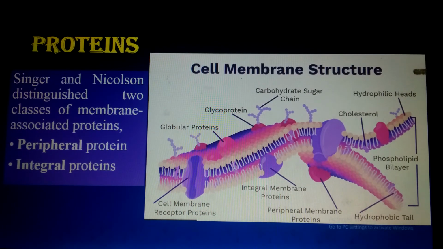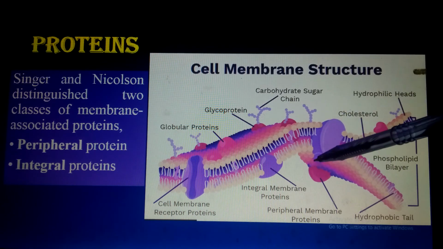So the proteins. Singer and Nicholson distinguished two classes of proteins associated with the phospholipid bilayer membrane. There are two types. Number one, you can see here, peripheral proteins. And the second one is integral proteins. First one, peripheral. Peripheral mean outer. And integrals, which are integrated, which are embedded in here.